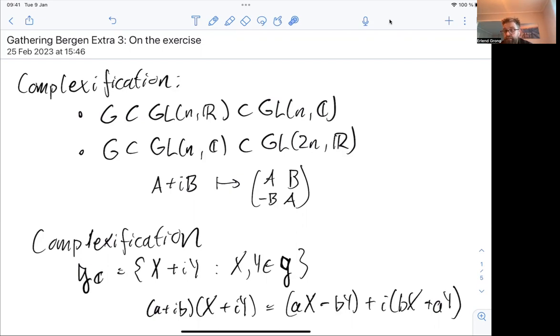So if you see a statement about groups in GL_n(R) or GL_n(C), you can pretty seamlessly switch between the two. It doesn't really matter that much. Then we have a very important concept, which is complexification, which is not so difficult. It's just that it will be very important later when we come to representations of Lie algebras, because it's easier to understand representations of complex Lie algebras than it is for real Lie algebras.